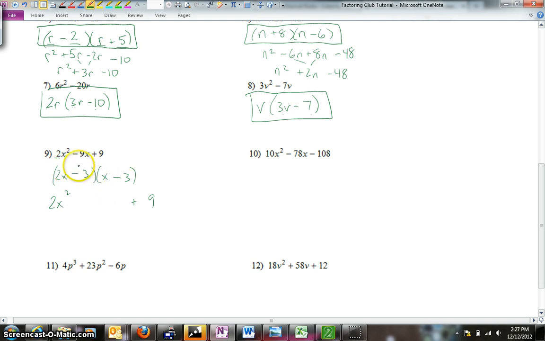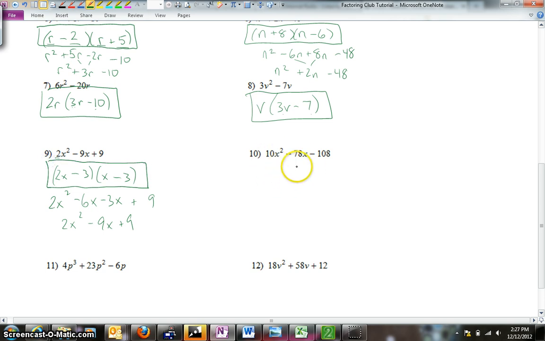Now when I multiply the negative 3 times 2, I get negative 6x. And the inner terms, I get negative 3x. The last term is still negative 3 times negative 3, so a positive 9. So I'm good there. But these negative 6x and the negative 3x add up to negative 9x. And this is what I was looking for. So it's just, again, that guess and check process. Keep FOILing until you get the one you're looking for.